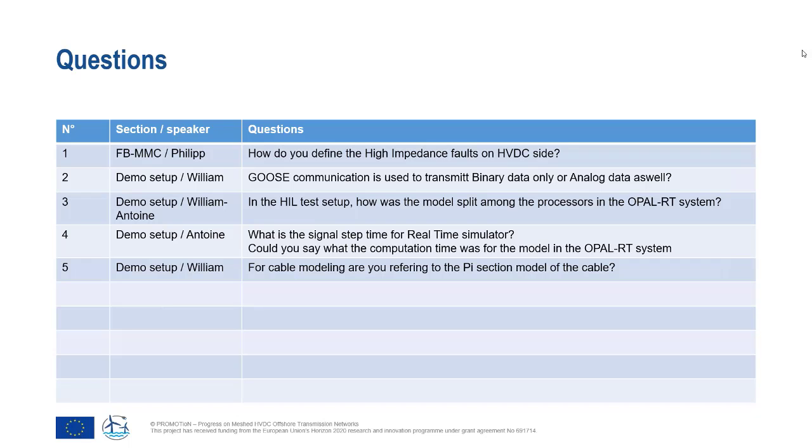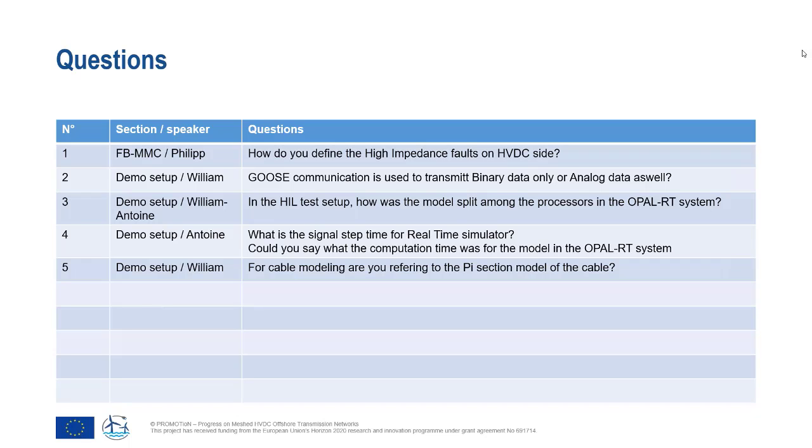Okay, thank you, William. Next one: in the hardware-in-the-loop test setup, how was the model split among the processors in the OpenRT system? Yeah, it depends on the model we use, but OpenRT by default can split. When you split the model among the processors, there is a communication delay between processors that needs to be compensated by the real physics, let's say.